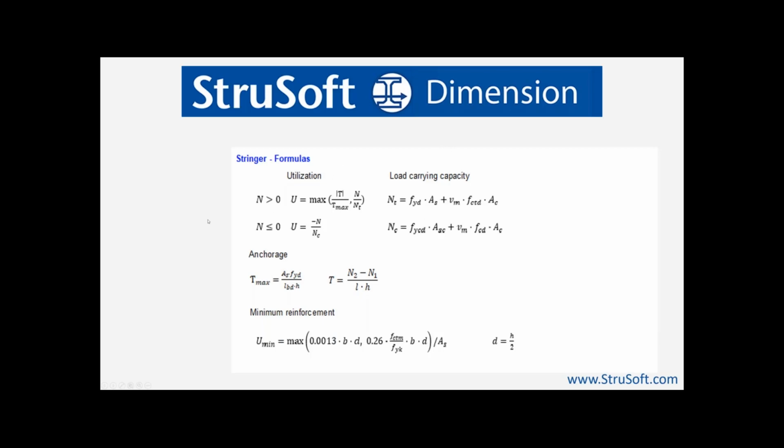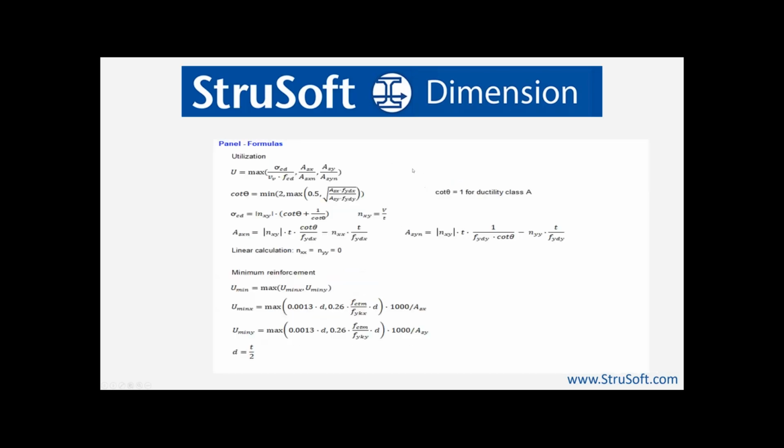Here are the formulas for the utilization of the stringers. Here is the load carrying capacity for tension and compression. We have also anchorage, that we should have enough anchorage of the stringers. That's here. And the utilization is the max of the anchorage and the load carrying capacity. It's only for tension that we have anchorage. And we have also an equation for the minimum reinforcement.